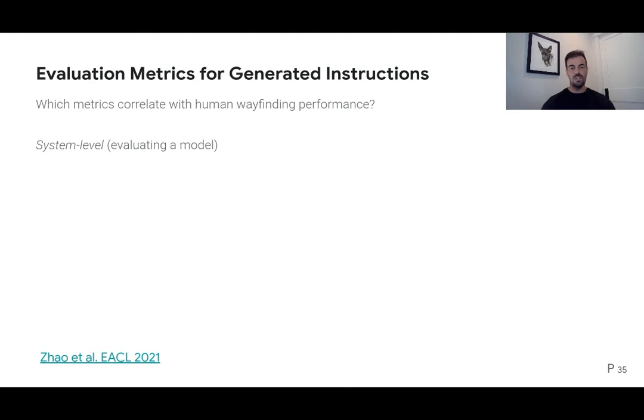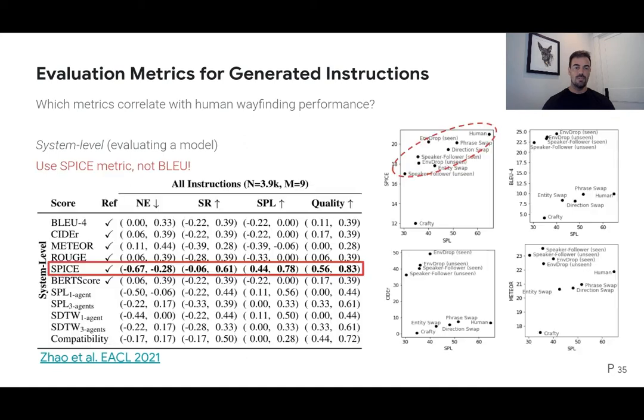So let's look at which of these metrics correlate with human wayfinding performance. And there's two ways of looking at this. Firstly, we consider a system level evaluation. So this is for when we're wanting to evaluate an instruction generating model. And so we aggregate the scores for each model.